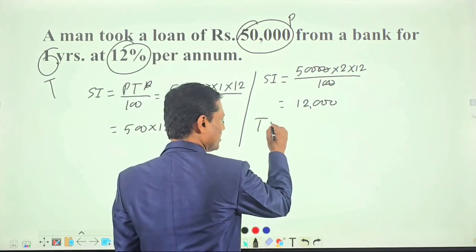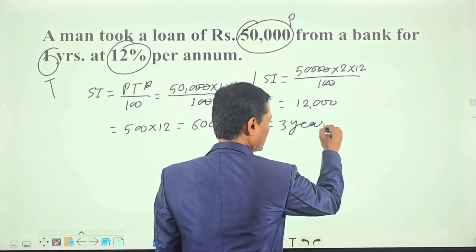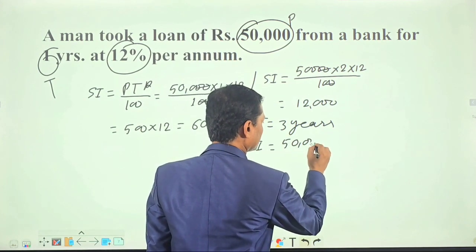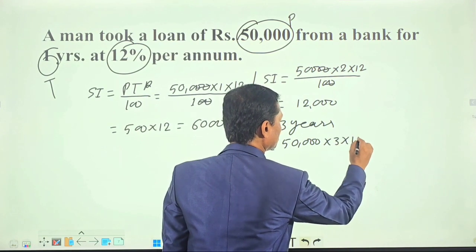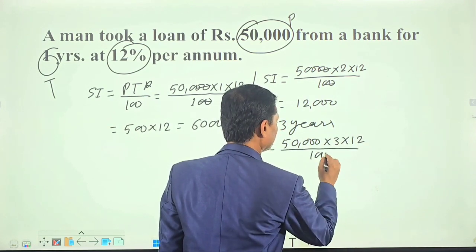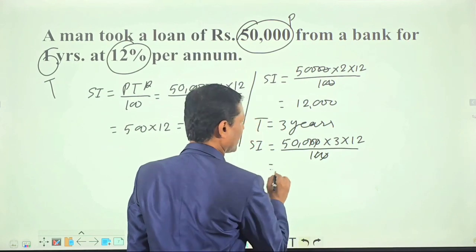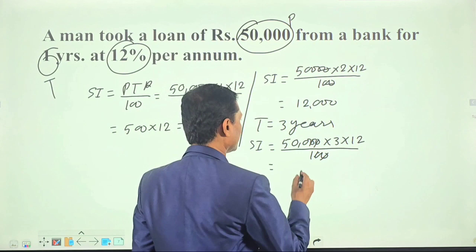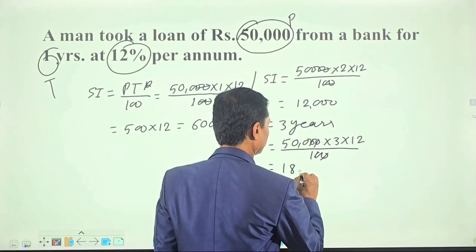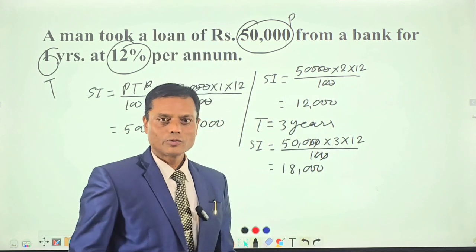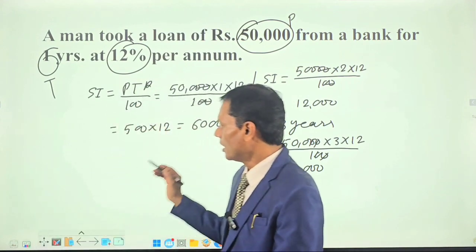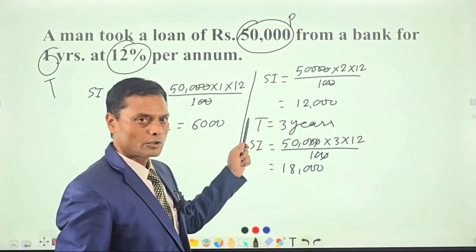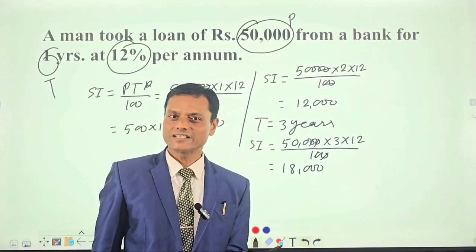If the time is 3 years, so have a look here. So simple interest equals 50,000 into 3 into 12 over 100. Again, you can cut two zeros, and 500 into 3 into 12, 36 into 5, you can write here 18,000. So what we see? We see in the first year the interest is 6,000. In the second year the interest is 12,000. In the third year the interest is 18,000.